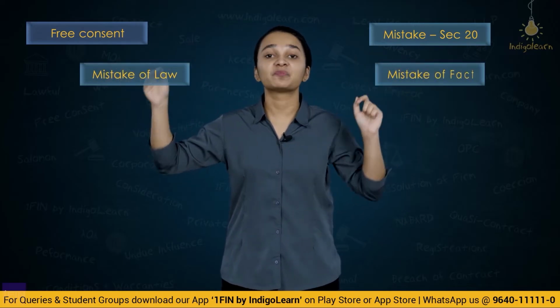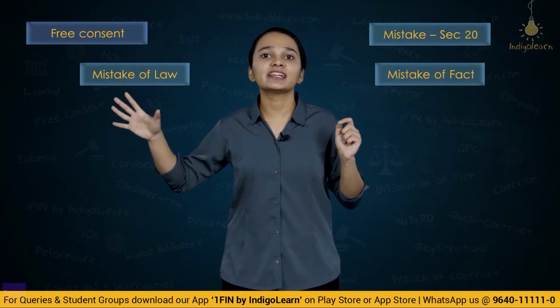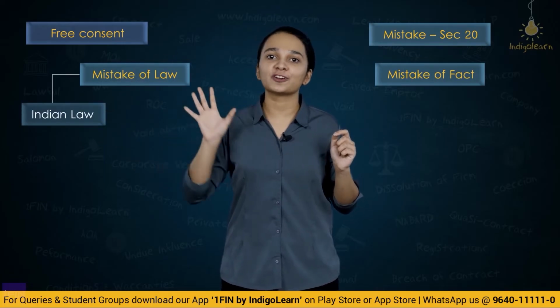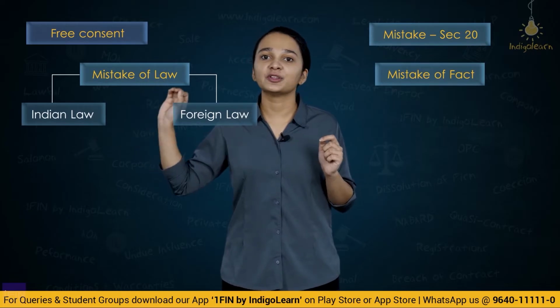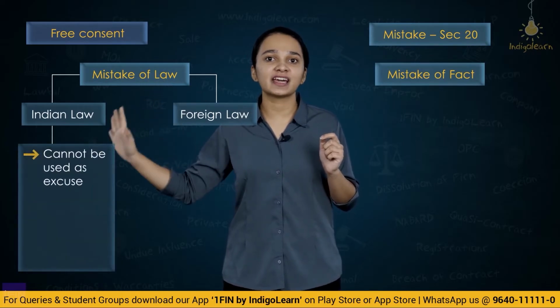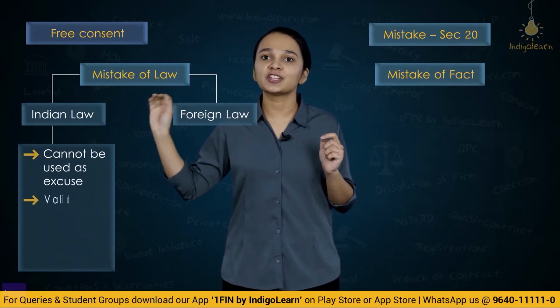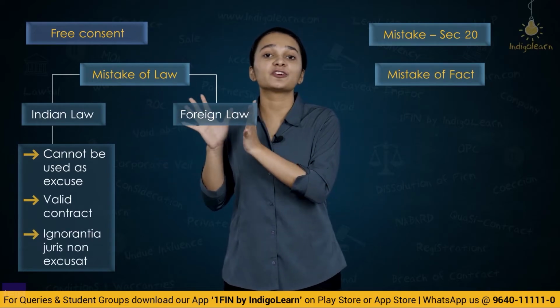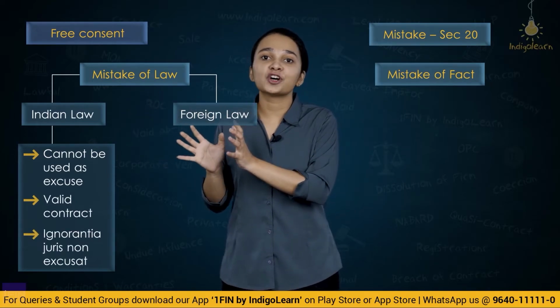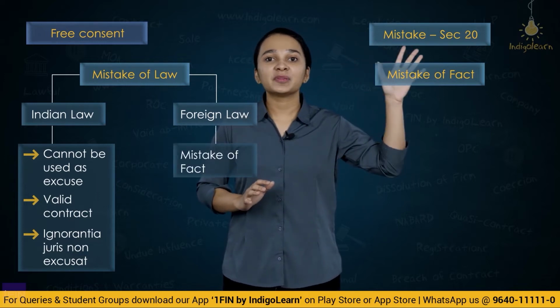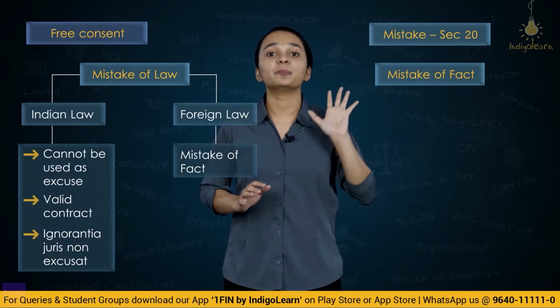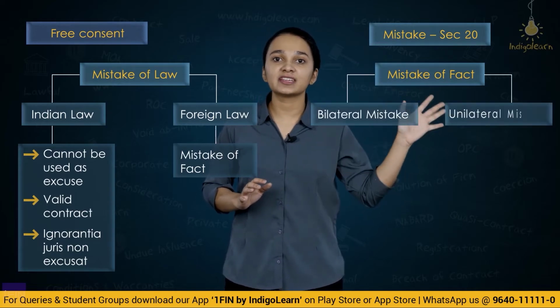Then we have understood what is mistake. Mistake can be mistake of law or mistake of fact. Mistake of law can again be divided into mistake of Indian law or mistake of foreign law. In case of mistake of Indian law, it cannot be used as an excuse. Ignorantia juris non excusat. In case of mistake of foreign law, it shall be treated as mistake of fact. Mistake of fact can be further divided into two categories, bilateral mistake and unilateral mistake.